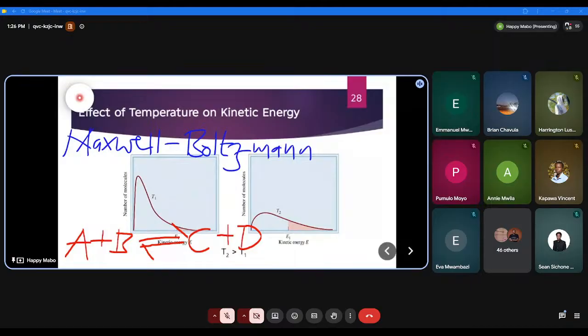Remember, before the particles of A start to interact with the particles of B, they have some forces that are holding them together, which are the intermolecular forces of attraction. So you need to overcome the strength of these forces for you to allow the particles to acquire the minimum amount of energy, which is equal to the activation energy, for them to interact together and form products.